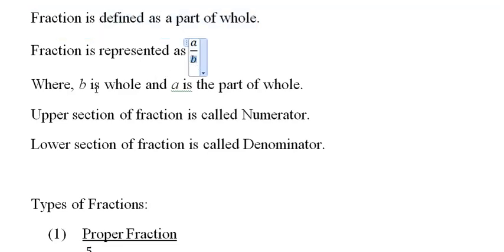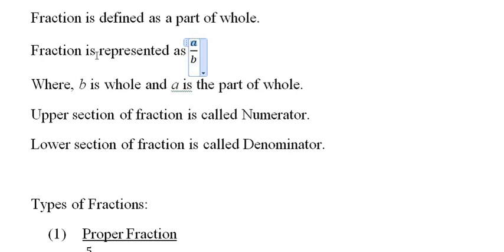Which is at the bottom. And if you have scored 20, then we will write 20 by 25, isn't it? So 20 out of 25. That 25 is actually representing your whole part, and that 20 is actually a part of the whole.